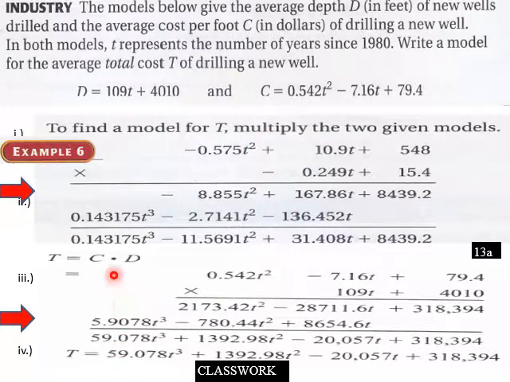And then that is T is going to equal cost times D here, which is depth, cost in dollars for depth. The total cost of drilling a new well equals that. So we have 0.542 T squared minus 7.16 T plus 79.4, which is our cost function here, and then times 109 T plus 4,010. We're going to multiply that together, so our total cost would be this number here. So write a model for the average total cost T of drilling a new well.